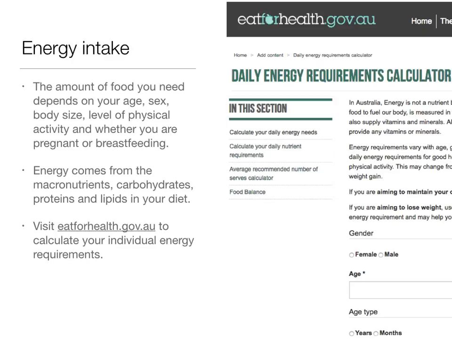At its heart, obesity relates to energy intake, energy expenditure, and the balance between the two. The amount of food you need depends on your age, sex, body size, level of physical activity, and whether you are pregnant or breastfeeding. Energy comes from the three macronutrients in your diet: carbohydrates, proteins, and lipids. At the eatforhealth.gov.au website, you can calculate your own individual energy requirements depending on your gender and age.